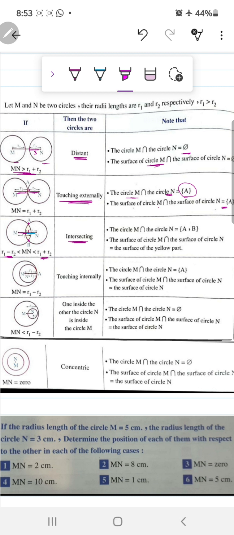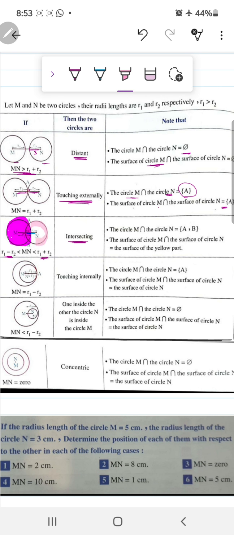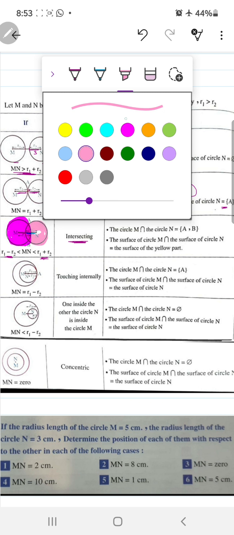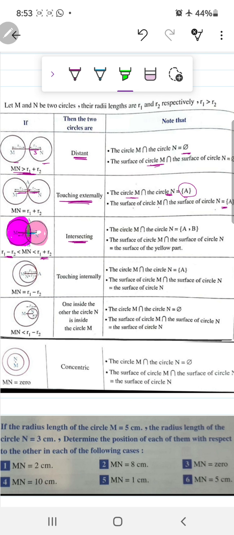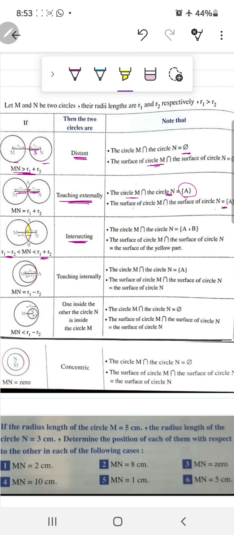What about the intersection between their surfaces? As we said, their surface means the whole circle here and the whole circle here. What did you notice? Here we have a common region between the two circles, which is the surface of the yellow part. So the intersection between the two surfaces is the surface of the yellow part here.